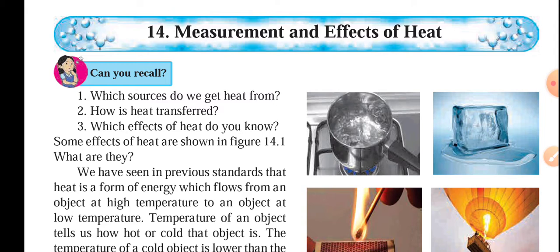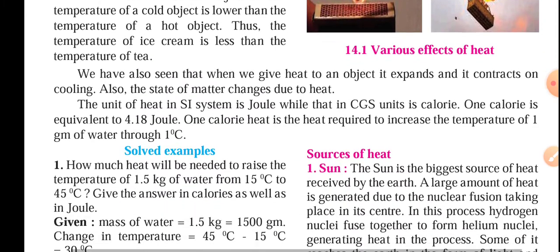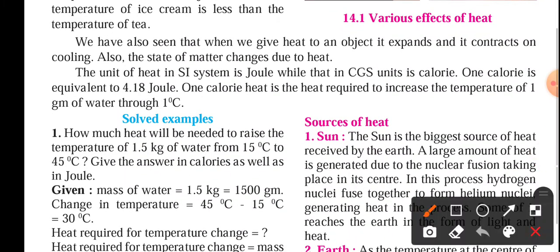Not only this, we had already studied the units to measure heat energy. The units we studied were the joule in the SI system and the calorie in the CGS system. We had also studied the relation between the calorie and the joule. That is, 1 calorie is equivalent to 4.18 joule. Means if we have 4.18 joule of energy, that will be equal to 1 calorie.